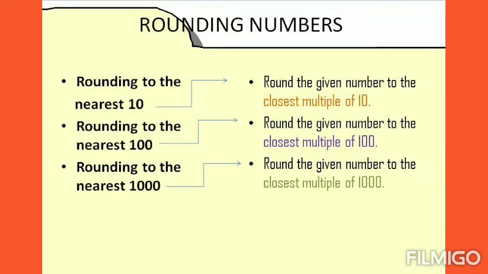See here, while rounding the numbers to the nearest 10, we have to round off the numbers to the closest multiple of 10. When we are rounding the numbers to the nearest 100, we have to round off the numbers to the closest multiple of 100. When we are rounding the numbers to the nearest 1000, we have to round off to the closest multiple of 1000.